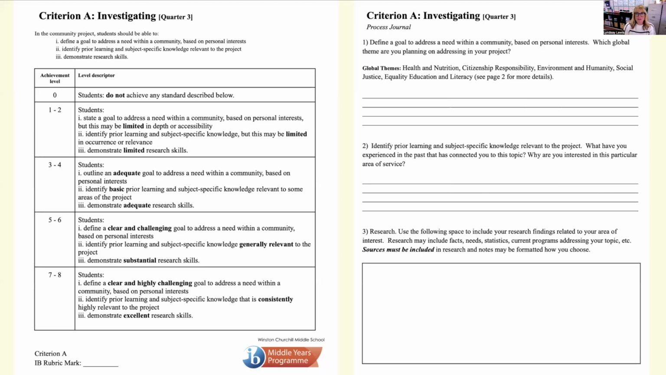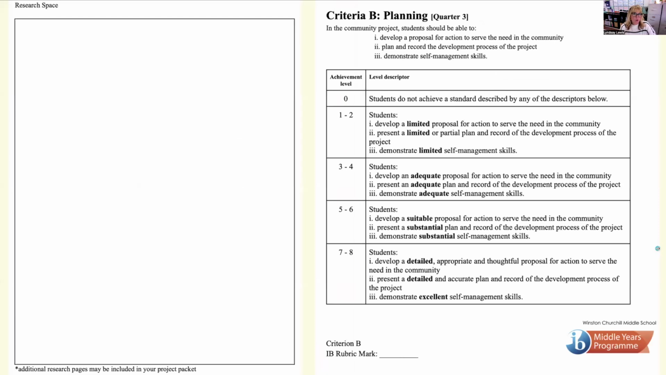The first one is criterion A, investigating, and this is one of the criterion we'll be working on in the third quarter. So you can see the different strands, looking at what we're trying to achieve. There will also be several questions and areas for you to work through different reflection, identifying what type of work you're interested in, and then plenty of space for you to create room for research notes. You can always have additional pages added onto your process journal.